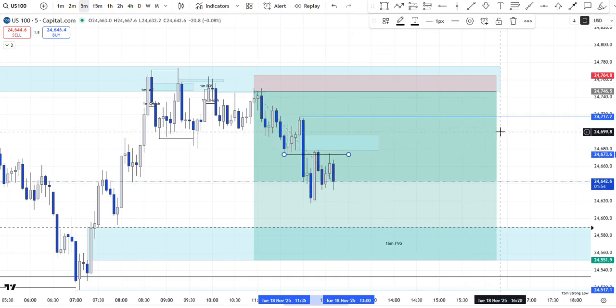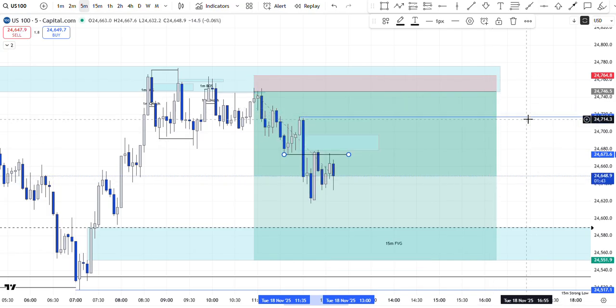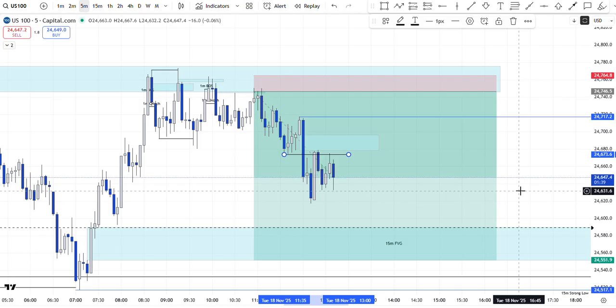I'm pretty confident it could pull all the way back up to close this fair value gap if it wants to. I don't dictate where the market goes, so again, like I said, I just have to react. My stop is here above this high. If I get taken out, it's not a loss, but I need to stick to my process.